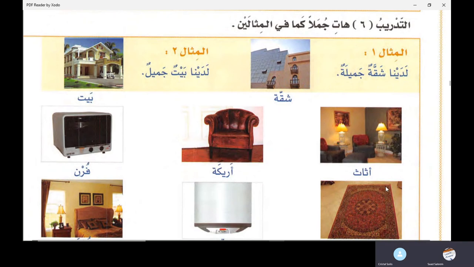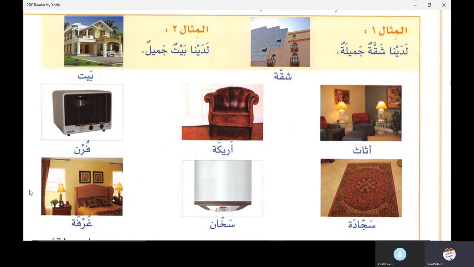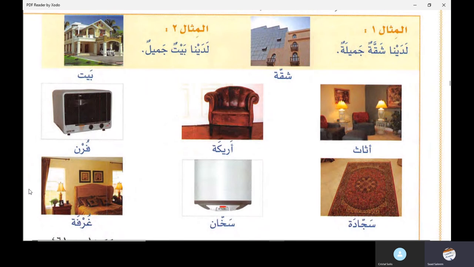Ladaina asasun jamila. Asasun jamilatun. Jamilatun, okay. Non-intelligent plural is considered as singular feminine, okay? Furniture is considered as a plural word in Arabic, and the non-intelligent plural is considered as singular feminine. So we'll say ladaina asasun jamilatun, okay? Jamilatun.